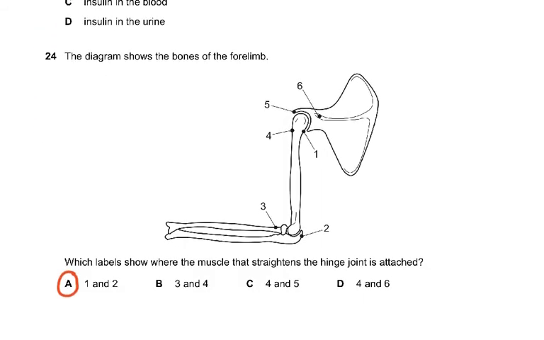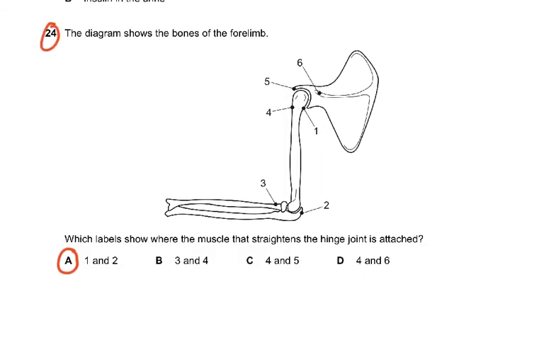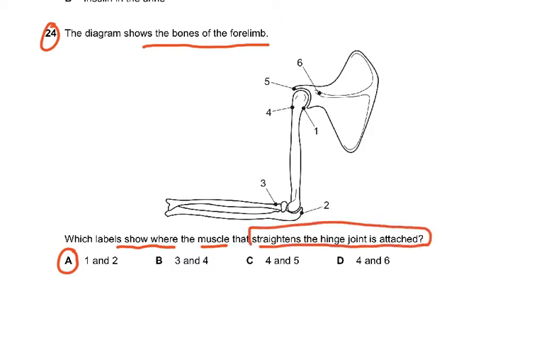Then coming on to question number 24, the diagram shows the bones of the forelimb. And then they've given you certain points. 1, 2, 3, 4, 5, 6. And then they say which labels show where the muscles that straighten the hinge joint is attached. Muscle that straightens the hinge joint.